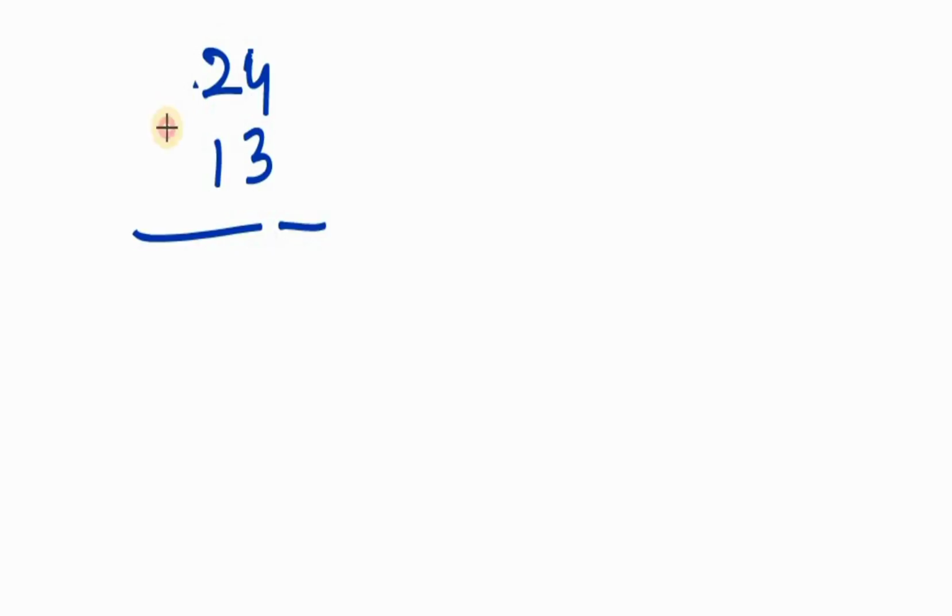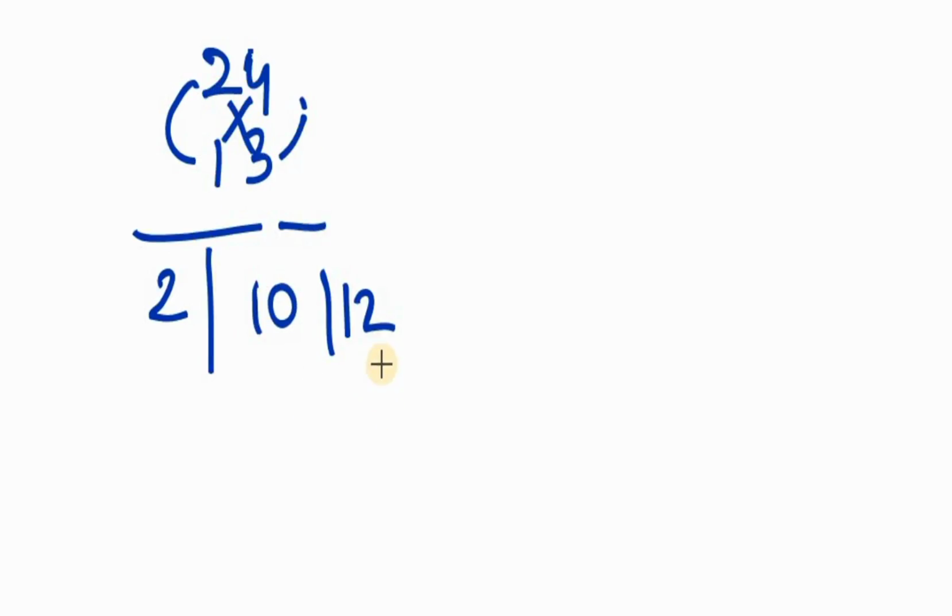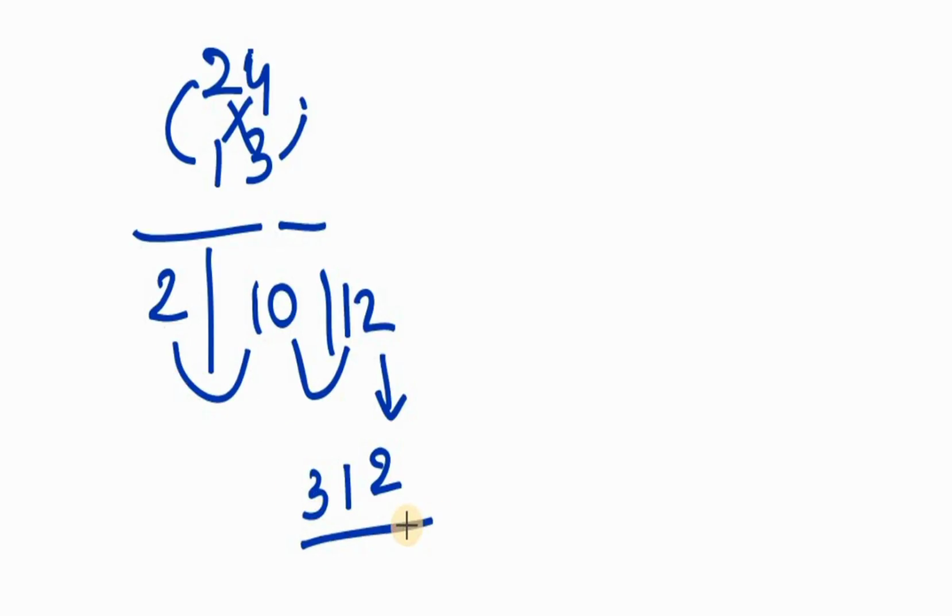2 1s are 2. So what is the next step? 4 3s are 12. Done. 2 3s are 6. 1 4s are 4. 6 plus 4 is 10. You write this 2 as it is. 1 plus 0 is 1. 2 plus 1, 3. 312 is the answer.